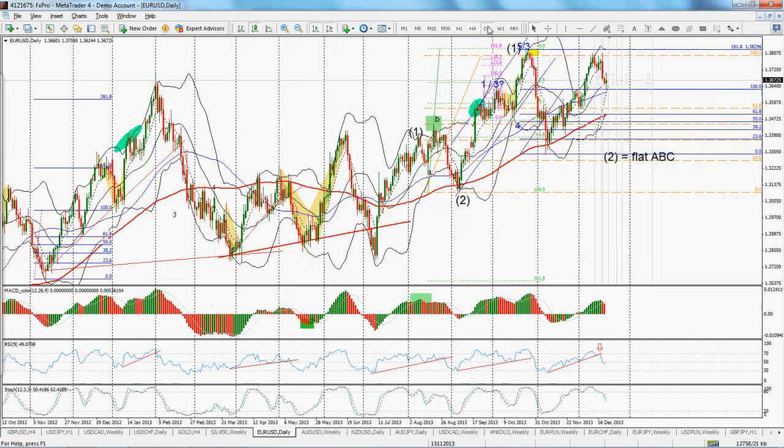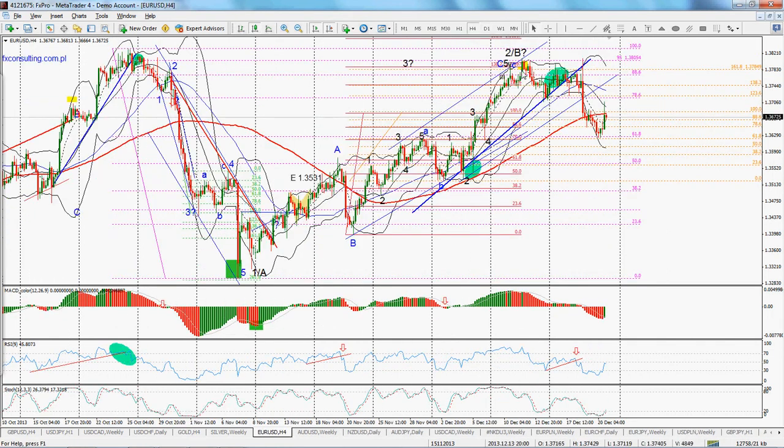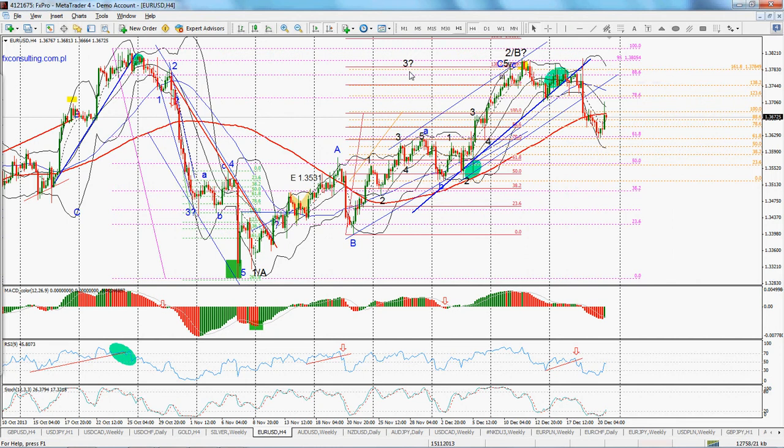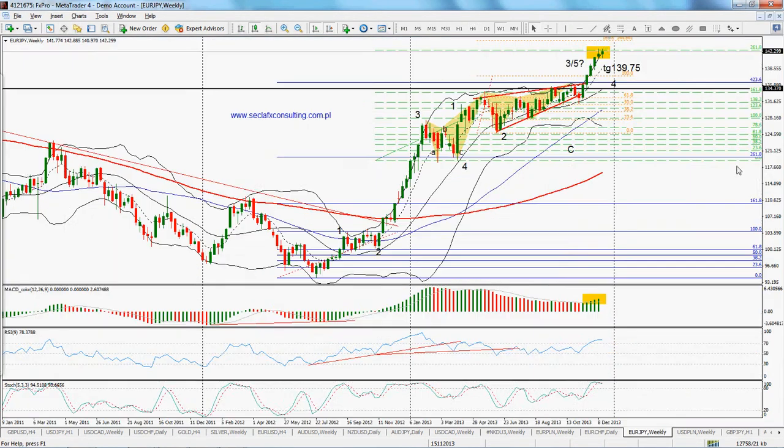Anyway, what I'm expecting? Well, as I said at the beginning, I'm expecting the C wave to complete. Okay, and the C wave may take some time, especially if you compare. This is the A wave, this is the B wave. Okay, and that will be the C wave. So this needs time as well. Good. This was Euro USD, Euro Japanese Yen monthly.